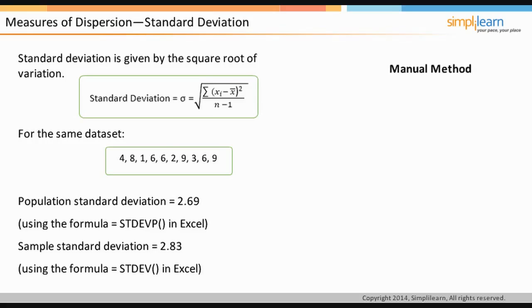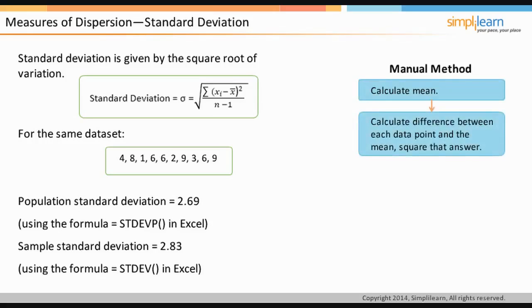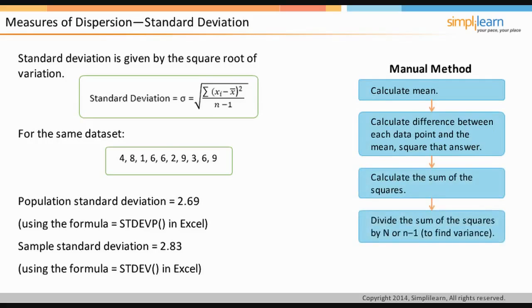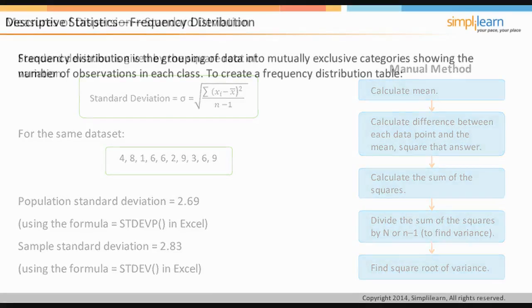The steps to manually calculate the standard deviation are: first, calculate the mean. Then, calculate the difference between each data point and the mean, and square that answer. Next, calculate the sum of the squares. Next, divide the sum of the squares by n or n minus 1 to find the variance. Lastly, find the square root of variance, which gives the standard deviation. In the next screen, we will look at frequency distribution of the descriptive statistics.